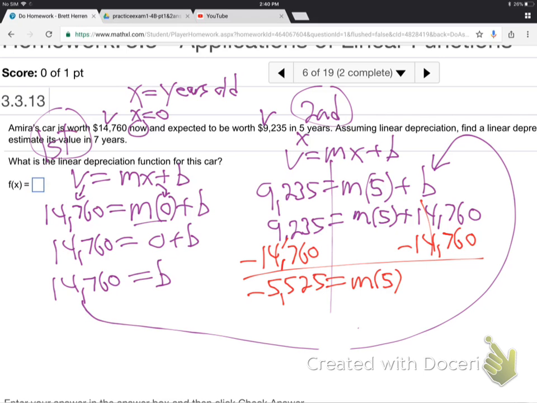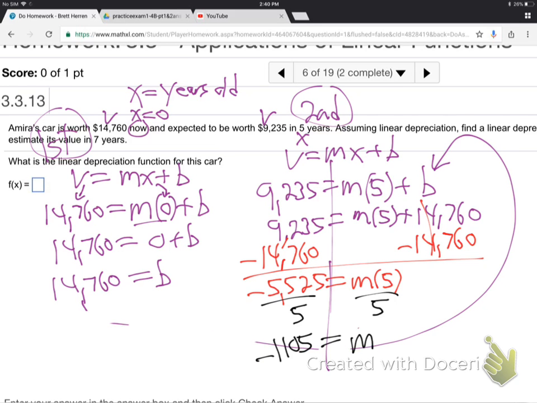And now what do I do to finish getting m alone? Divide by the 5. Remember your algebra days, all these kind of steps. And what is that? Divide by 5. I'm getting negative 1105. Yeah, it's negative. That's the depreciating. That's the going down in value. So what's our overall formula then?